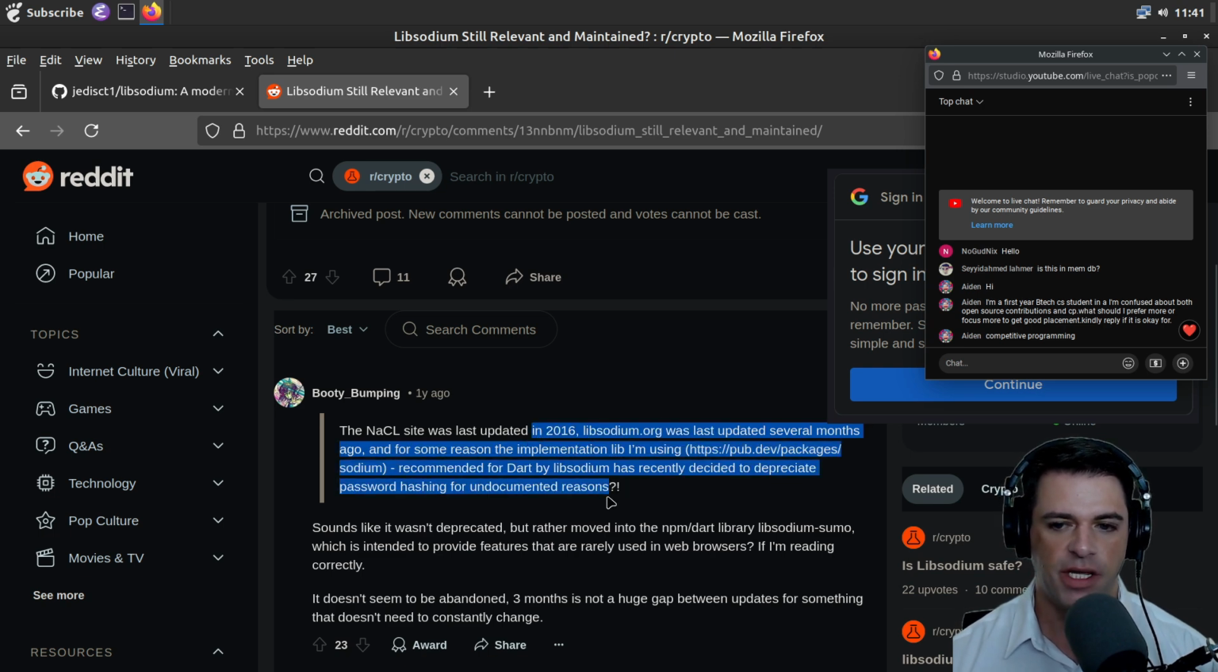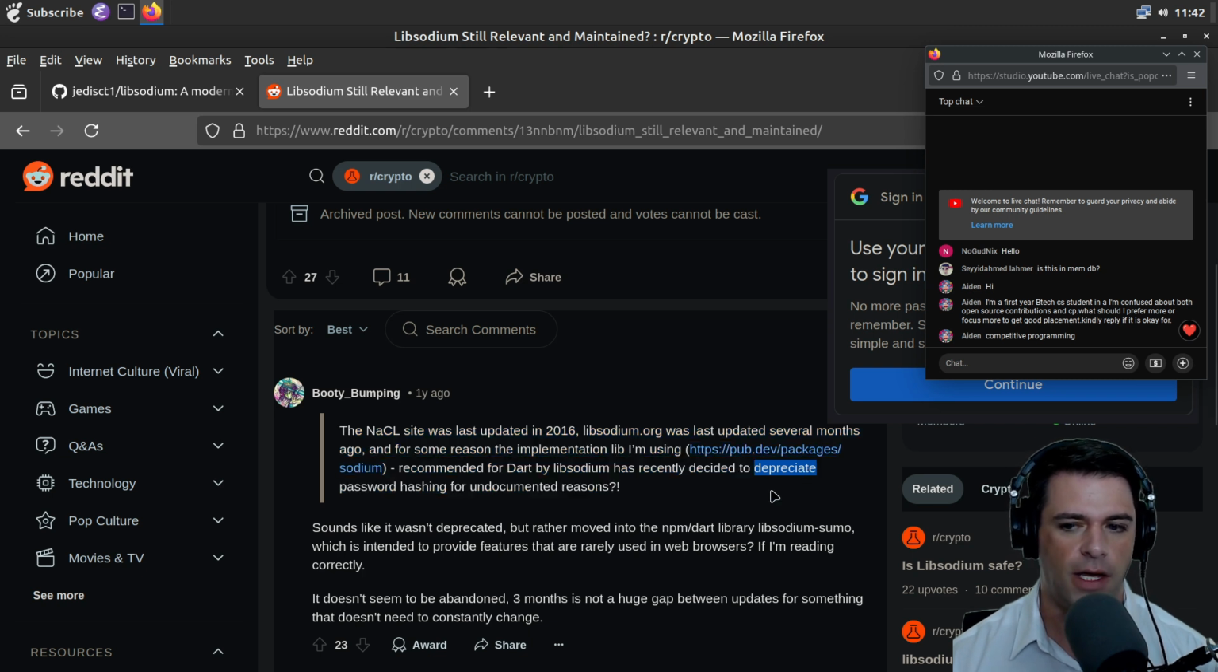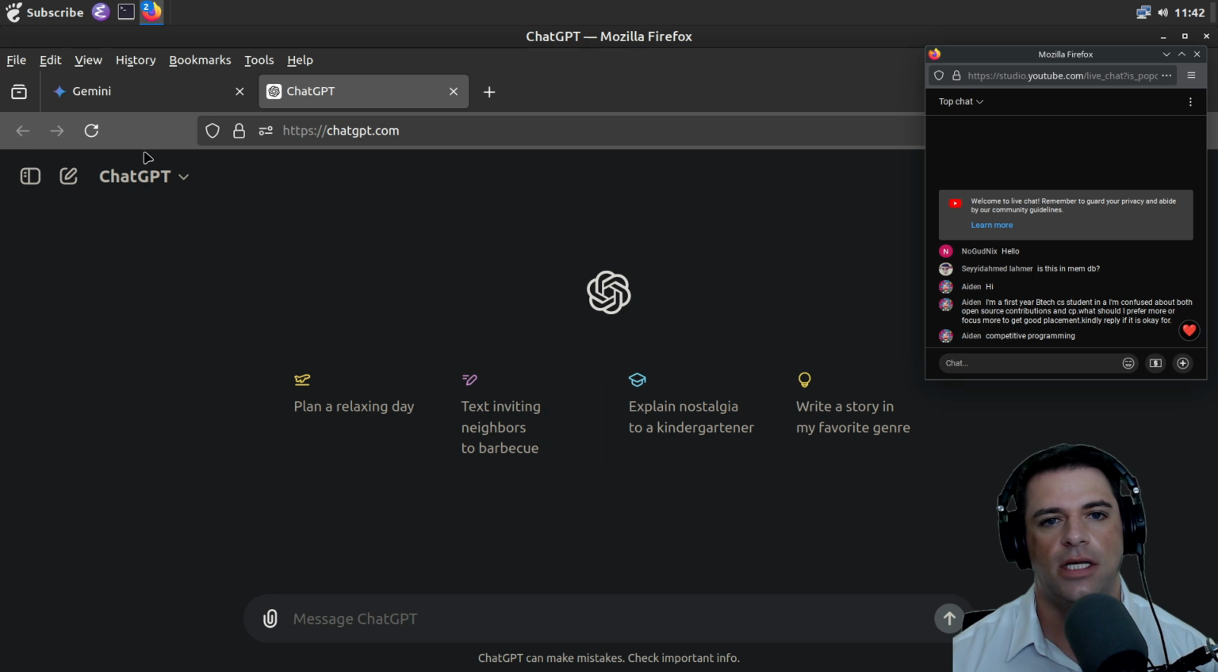And for some reason, the implementation lib I'm using, recommended for Dart by Libsodium, has recently decided to depreciate. I think they mean deprecate. To depreciate password hashing for undocumented reasons. All right, let's ask Gemini.